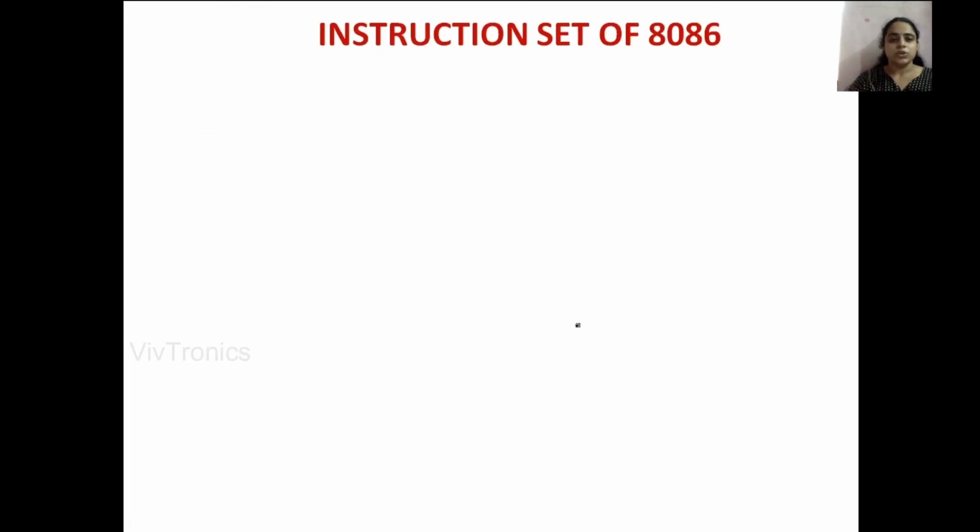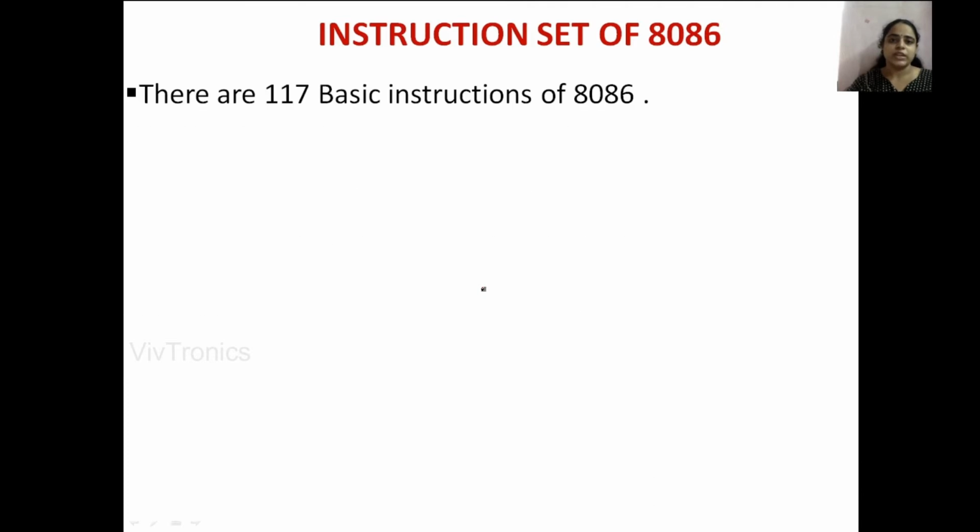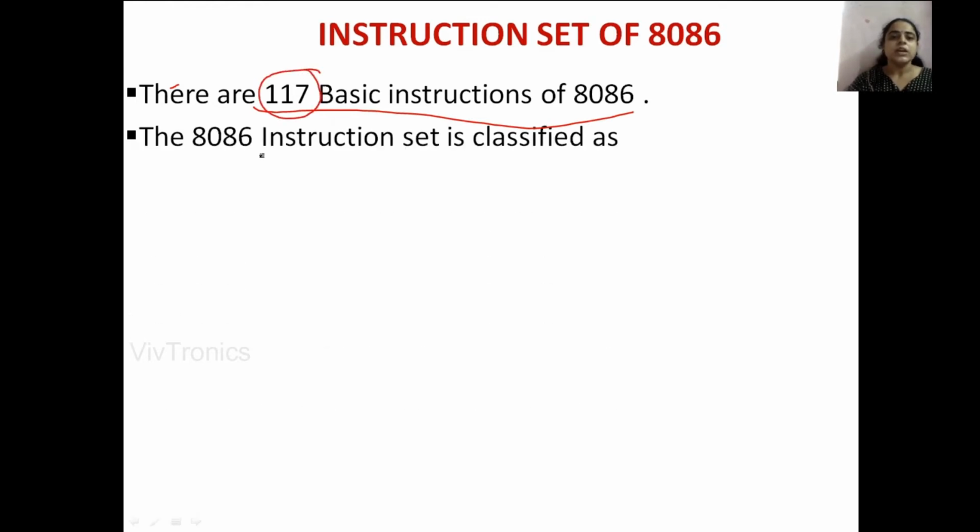Okay, so now let's get started. The basic instruction set of 8086 consists of 117 basic instructions. The total number of instructions for 8086 is 117, and the 8086 instruction set is classified into 8 groups of instructions.